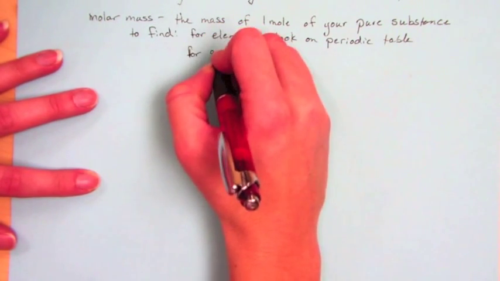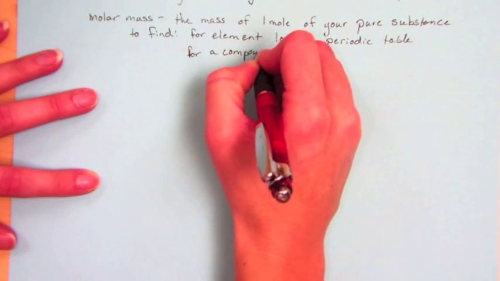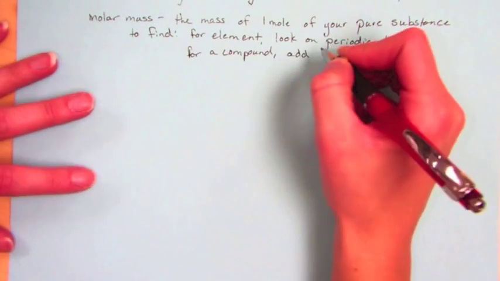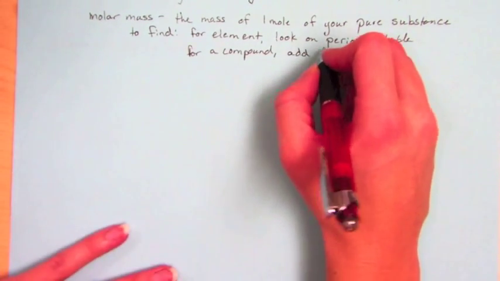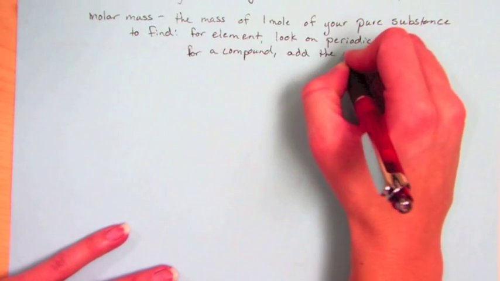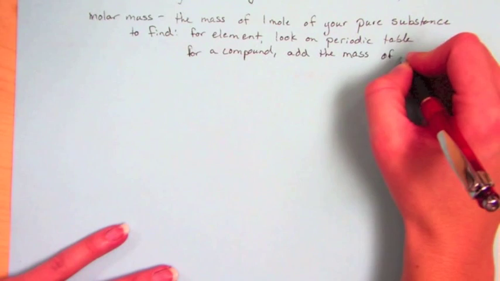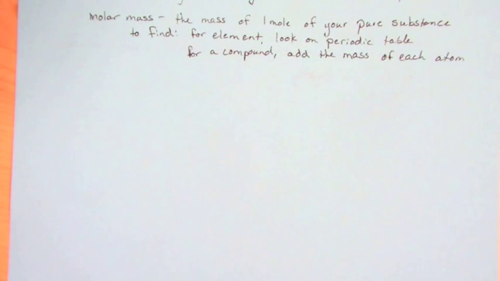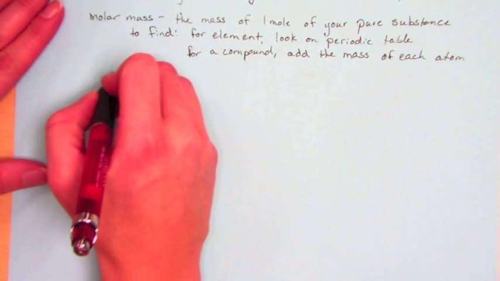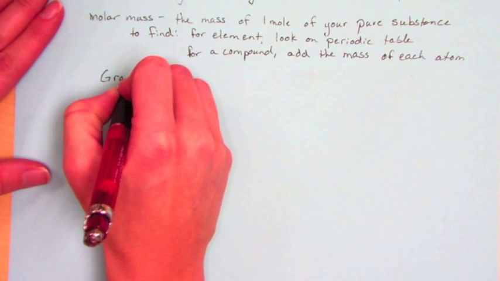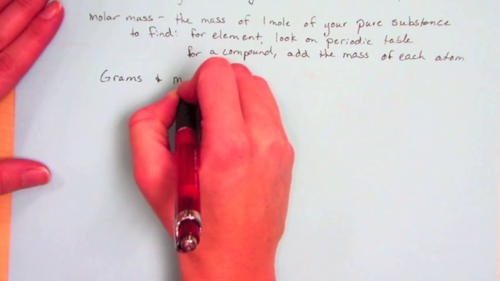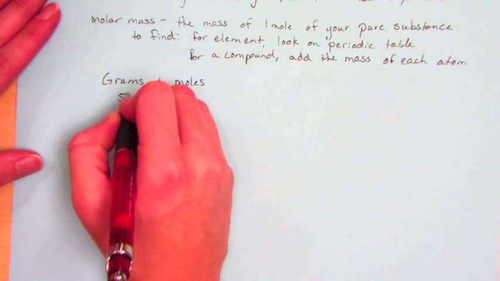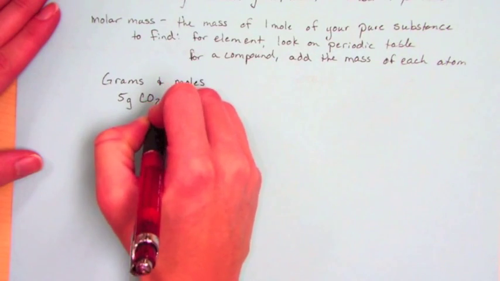For a compound, add the mass of each atom. So to start off, we can convert between grams and moles. Our first example would be 5 grams of CO2.